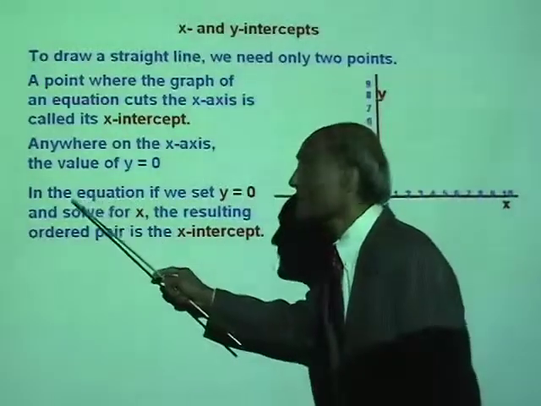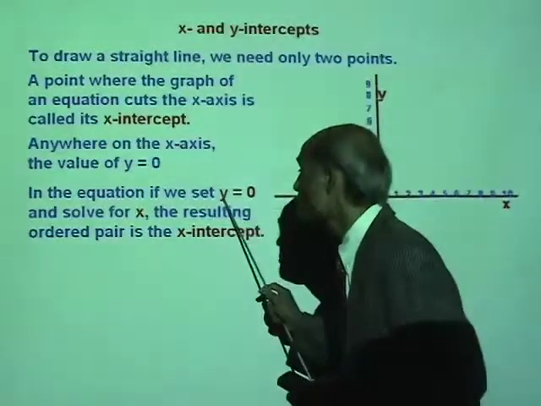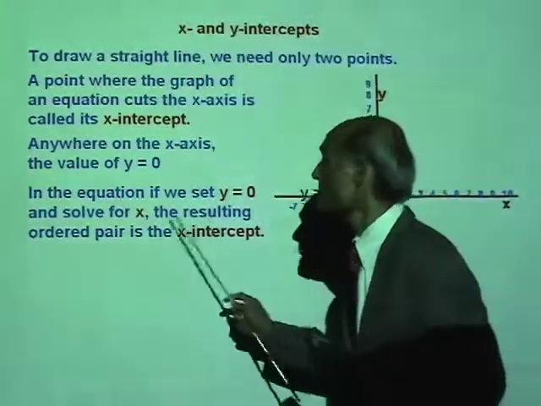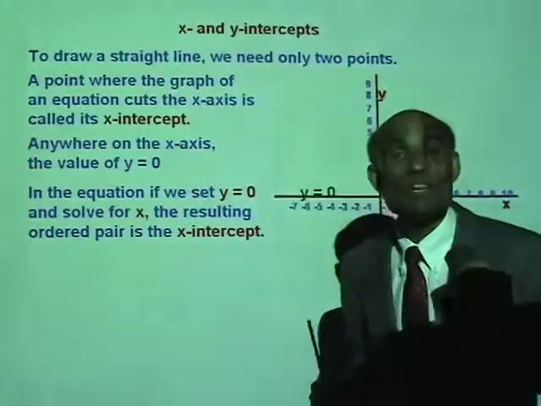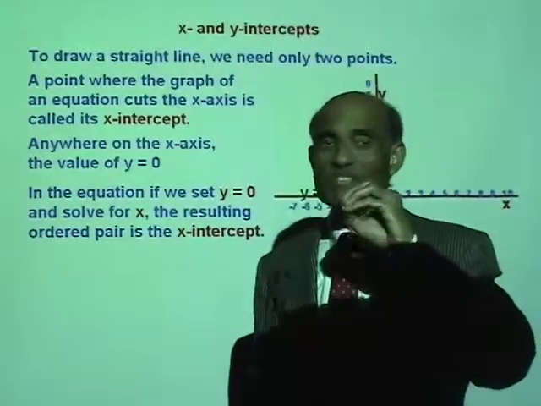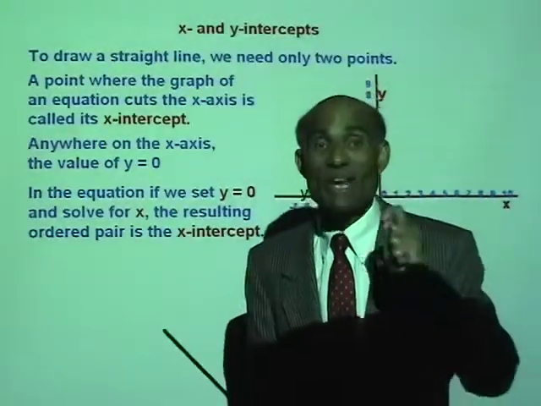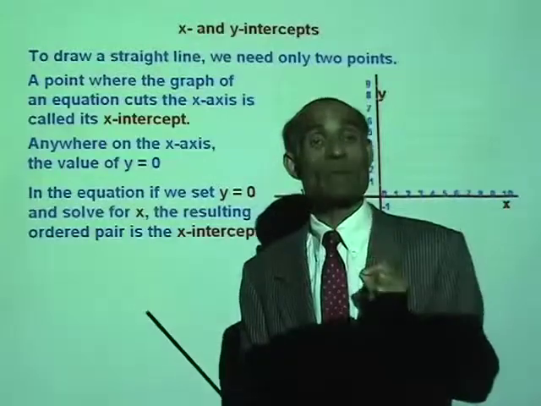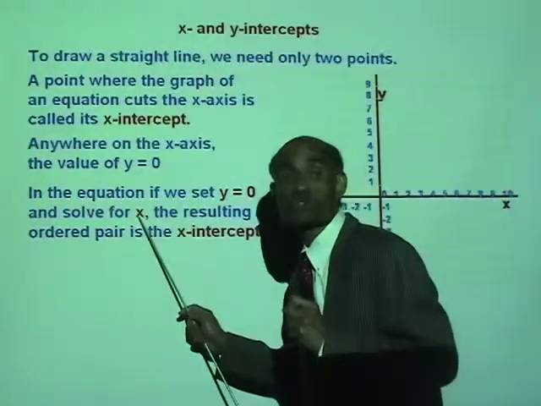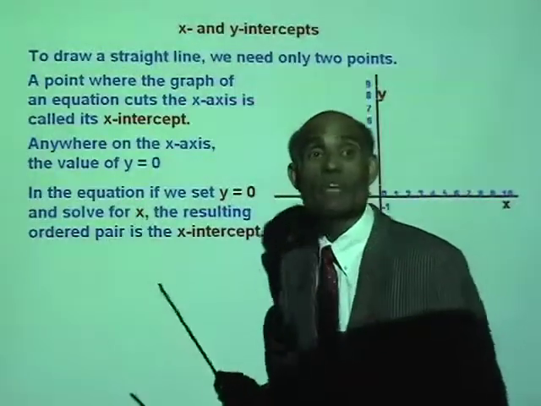And therefore, in the given equation which we need to graph, if you set y equal to 0 and solve for x, the resulting ordered pair will be the x-intercept. I want you to learn that very well. How do you find the x-intercept? If I give you an equation, to find the x-intercept of the graph of that equation, all you need to do is set y equal to 0 and solve for x. Then the resulting ordered pair will be the x-intercept.